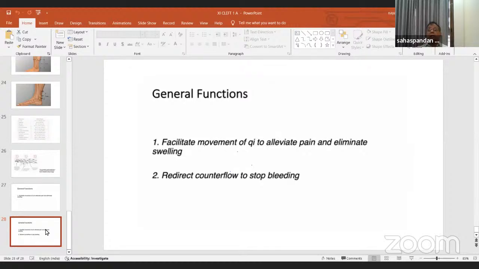And number two, redirect counter flow to stop bleeding. How? These are cases where counter flow of chi in the channels has caused a kind of stagnation. The stagnation has built up in the channels and it has led to bleeding or bruising. Bruising means damage of small blood vessels. That is the bruising.